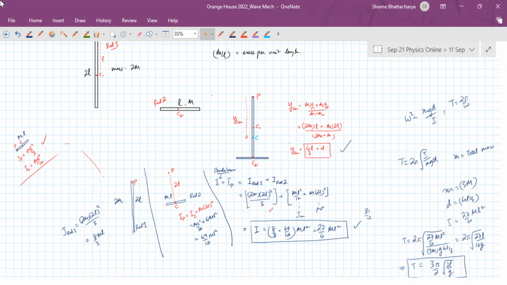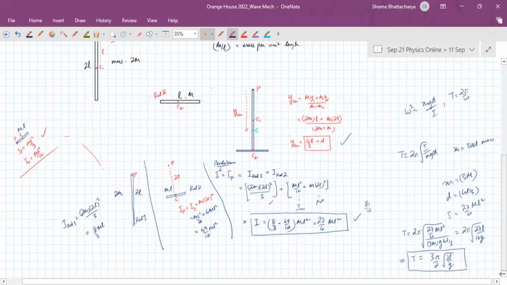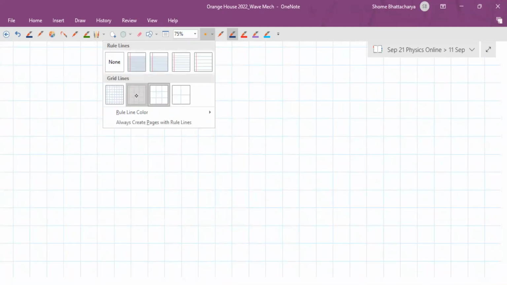Okay, so this question is done. Is it clear? Yes. Let's look at an example of a spring mass system. Those are also very important. The most common type of questions are spring mass system based examples.